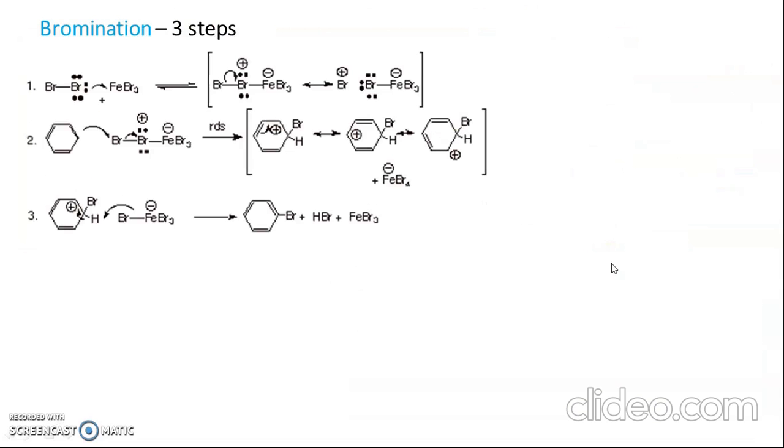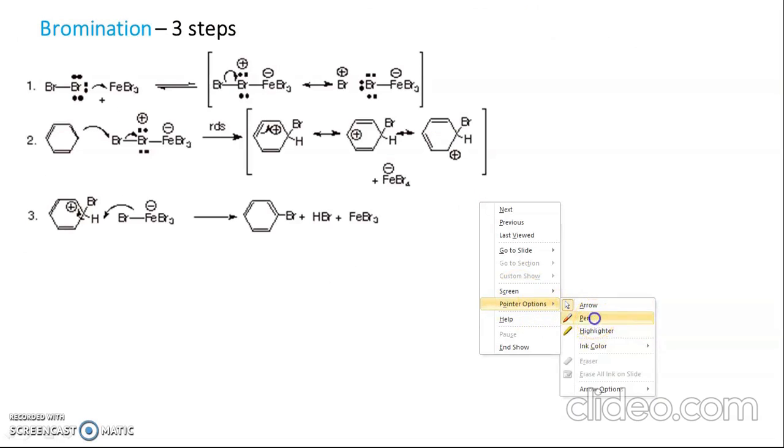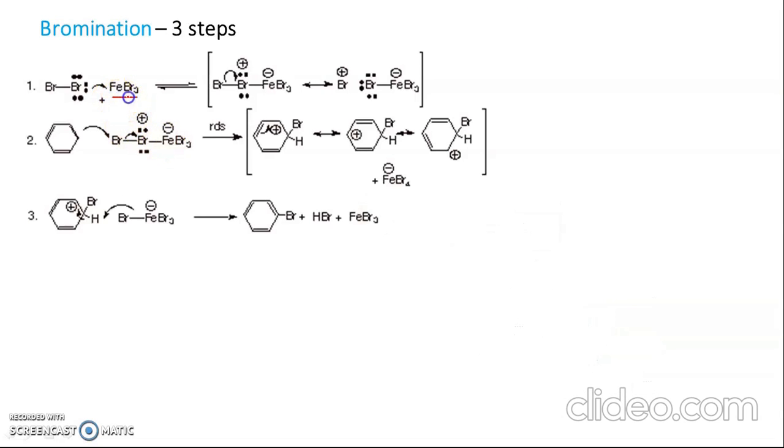Next we will see bromination. If our halogen is bromine, what will be the mechanism? In bromination, here we have used FeBr3, which is a Lewis acid catalyst. You can also use a mixture of bromine and iron, and in the reaction medium FeBr3 will be produced. But sometimes bromine and FeBr3 can also be used.